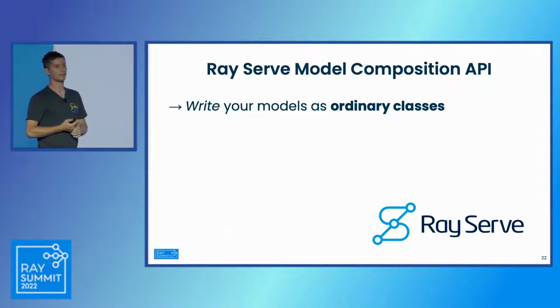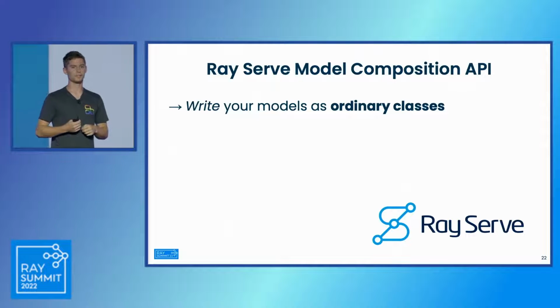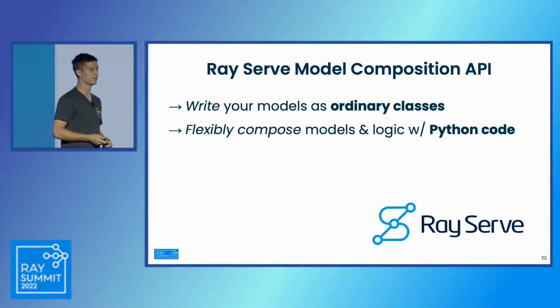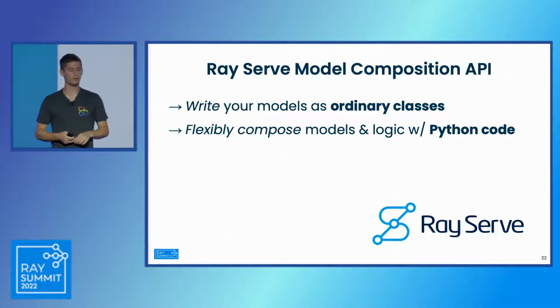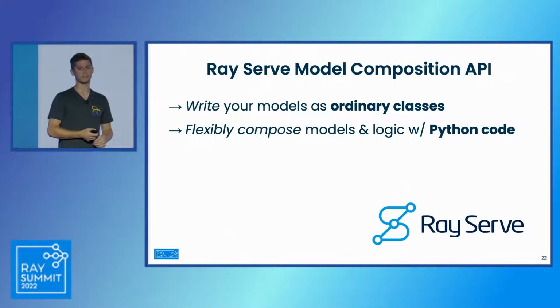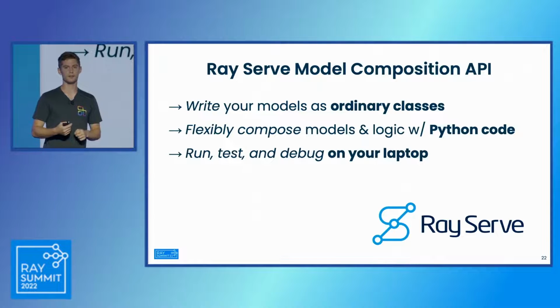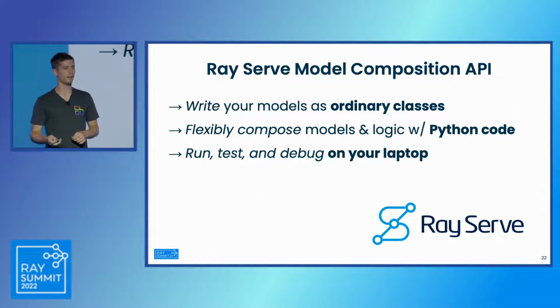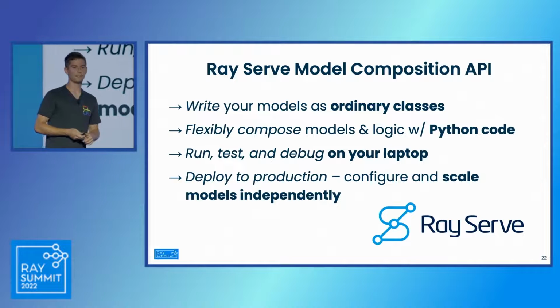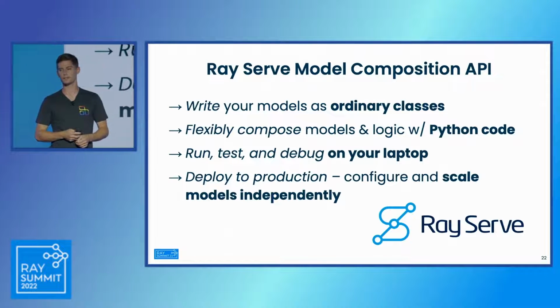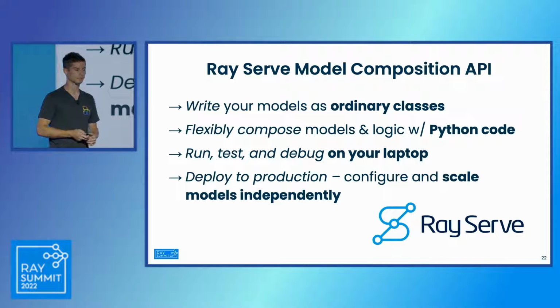So to summarize, the model composition API lets you write your models as ordinary classes. And then you can flexibly compose the models and business logic just using Python code. You can run, test, and debug the entire end-to-end application on your laptop. And then when you deploy to production, you can configure and scale all of these models independently across a cluster.